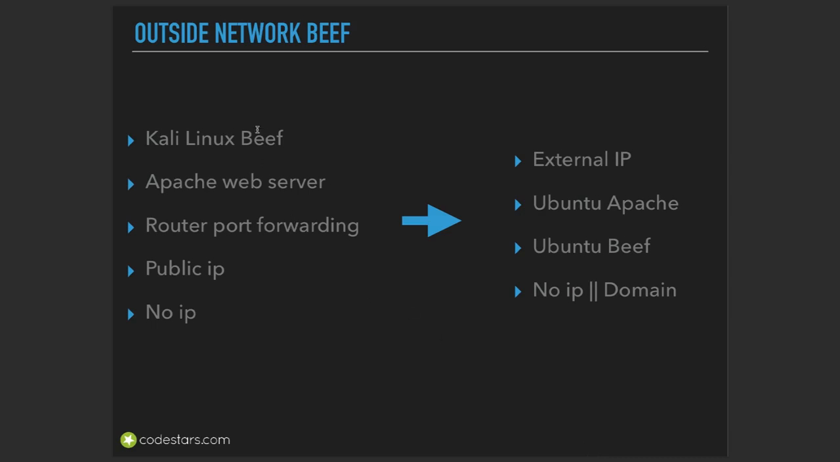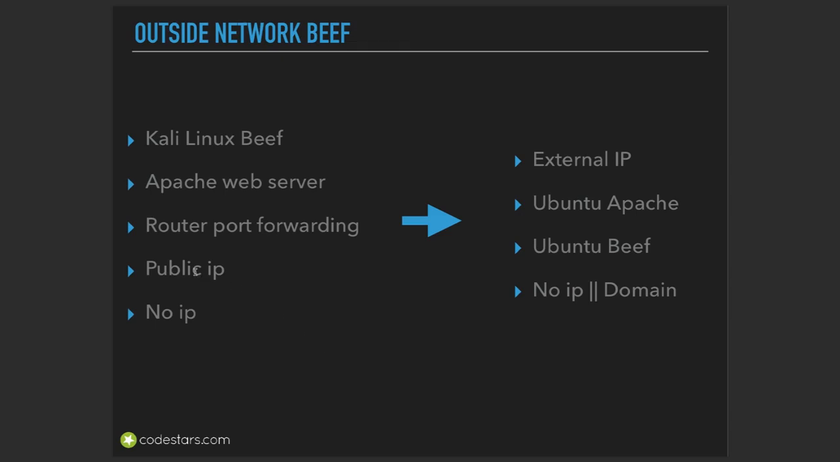First, you can run BeEF on your Kali Linux and you can use your old Apache web server as we did in the previous sections. But you have to use your own public IP, and you have to use a lot of router port forwarding rules on top of that. Maybe you can hide your public IP using a technology called No-IP, and we're going to see that in the following lectures, don't worry about it. But this method is not actually safe.